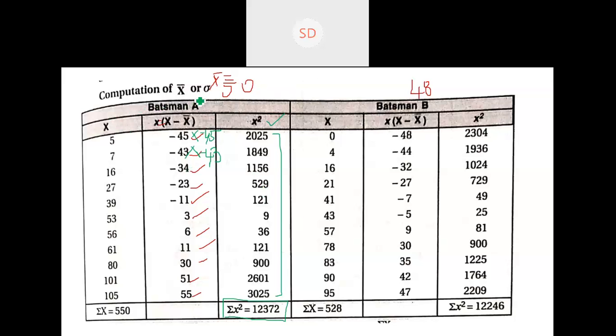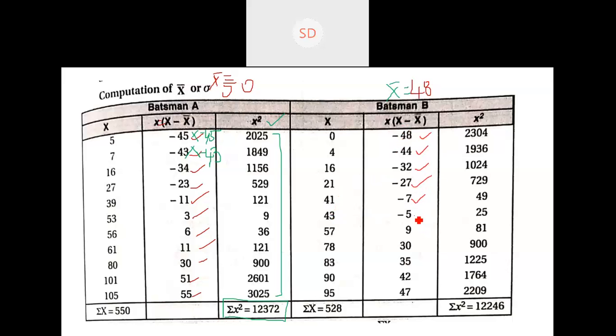Now the same calculations have to be done for batsman B also. So the x bar for batsman B is 48, and we have the x values here. So let's consider those x values. So that is going to be x minus x bar, which is 0 minus 48, which is minus 48. 4 minus 48 will be minus 44. 16 minus 48 will be minus 32. 21 minus 48 will be minus 27. 41 minus 48 will be minus 7.